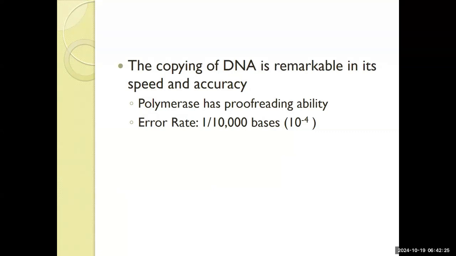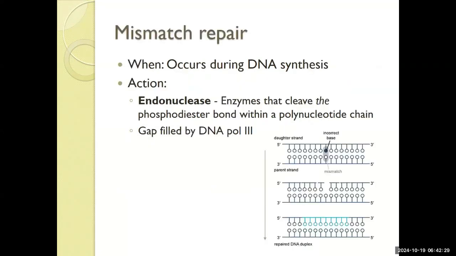Let's examine 2 of the proofreading processes. The first is mismatch repair. This occurs during DNA synthesis. It involves endonucleases, enzymes that cut the phosphodiester bond within the nucleotide chain. That gap is then filled by DNA polymerase. It is a precision replacement mechanism.